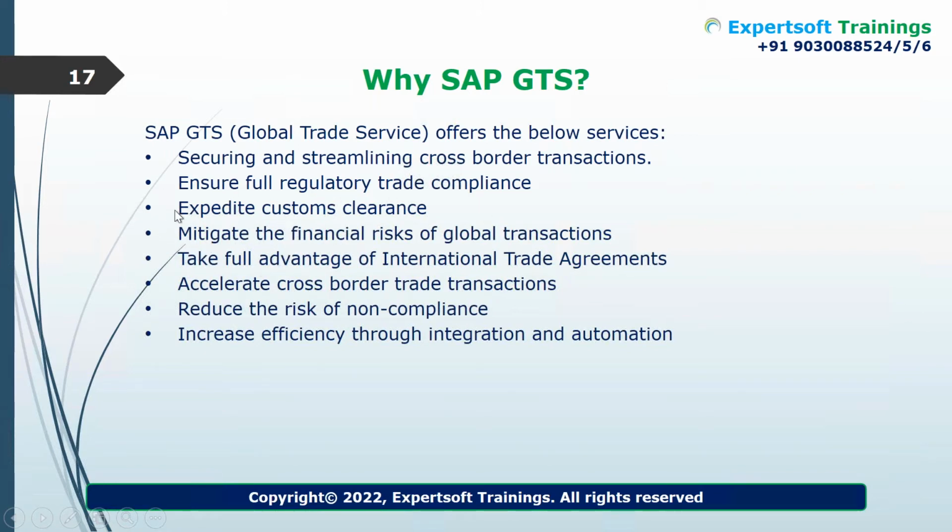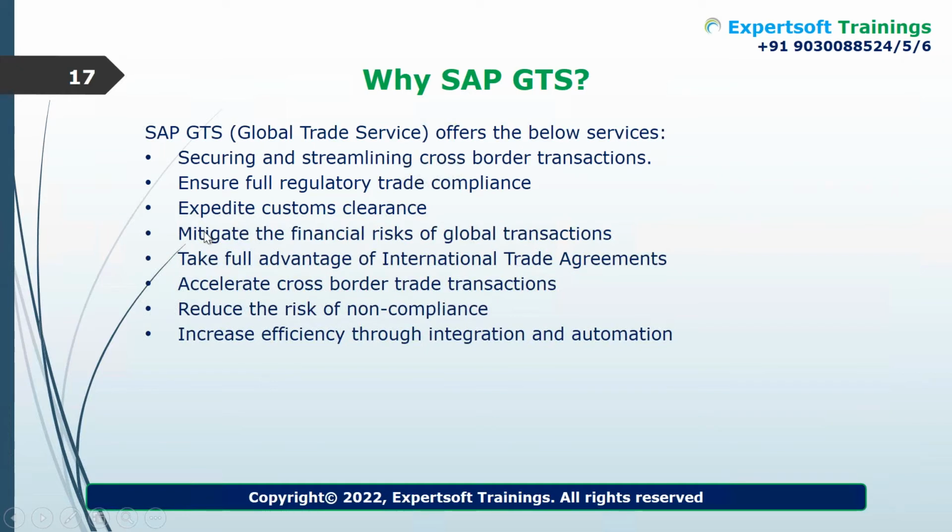Although we have a middleware involved, it is called a C-burger. Unfortunately we will not be able to see it, because procuring the C-burger and connecting to customs requires a lot of cost. But we can simulate the setup, how we receive the incoming message and how we send the outgoing message. That will be simulated in this training.